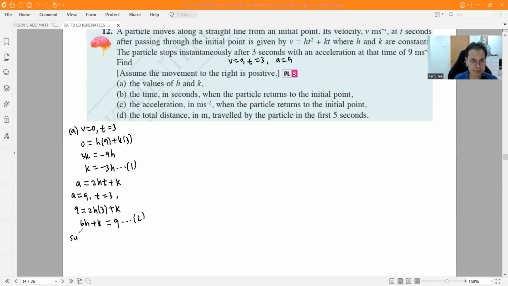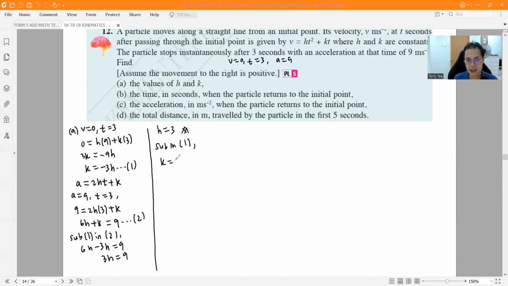Maybe I sub 1 in 2. My k is minus 3h, so 6h minus 3h equals 9. 3h is 9, so h is just 3. As you sub into equation 1, my k is minus 3 times 3, which is minus 9. All right, that is part A.